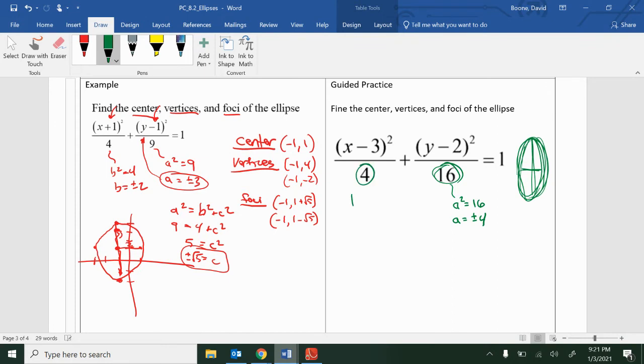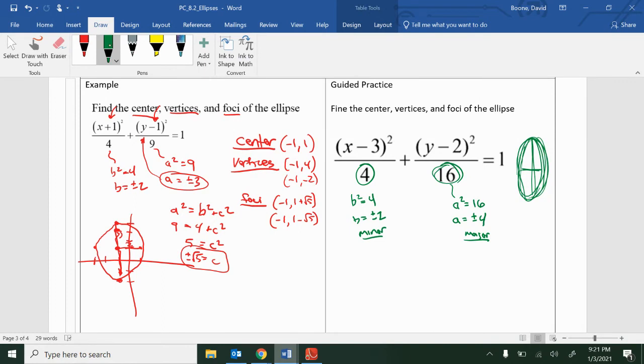Here, that's my b squared value. So b equals plus or minus 2. And again, I know that that will help me determine my minor axis. So it's a minor, and then I will say here, major. Okay.